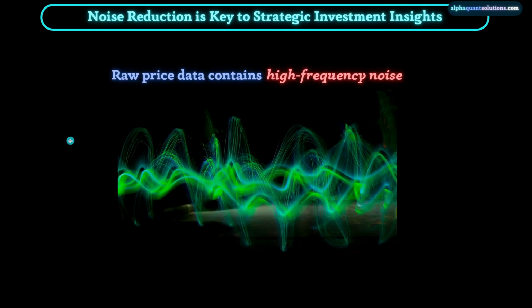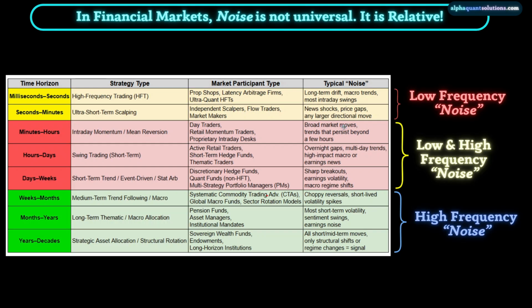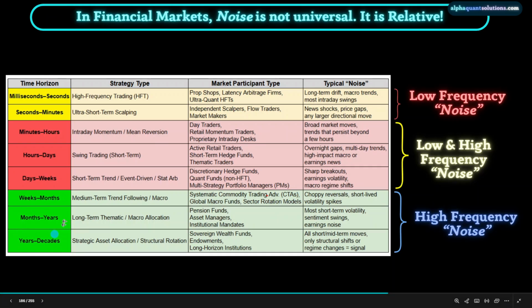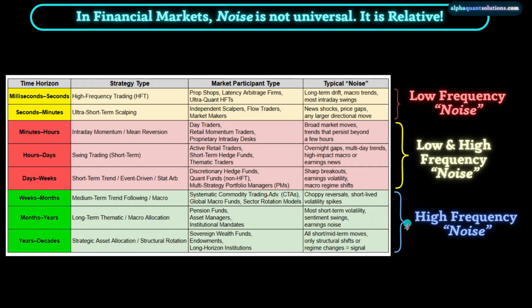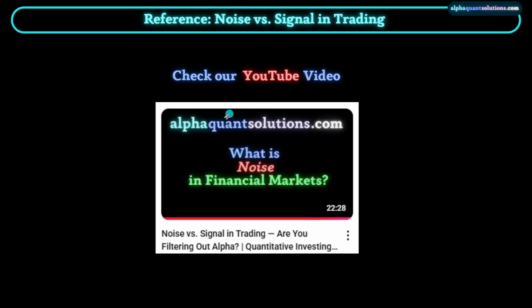Now, since we are interested in long-term strategies, so long-term investments, we have also said in a previous video that raw price data contains high-frequency noise. And going back to our table, as you can see here, for the strategic investment zone, so long-term strategies, they are primarily disturbed by high-frequency noise, whereas short-term strategies going from milliseconds to minutes, for instance, are primarily disturbed and influenced by low-frequency noise. And if you want a reference to that video, this is the one here that we show on our YouTube channel.